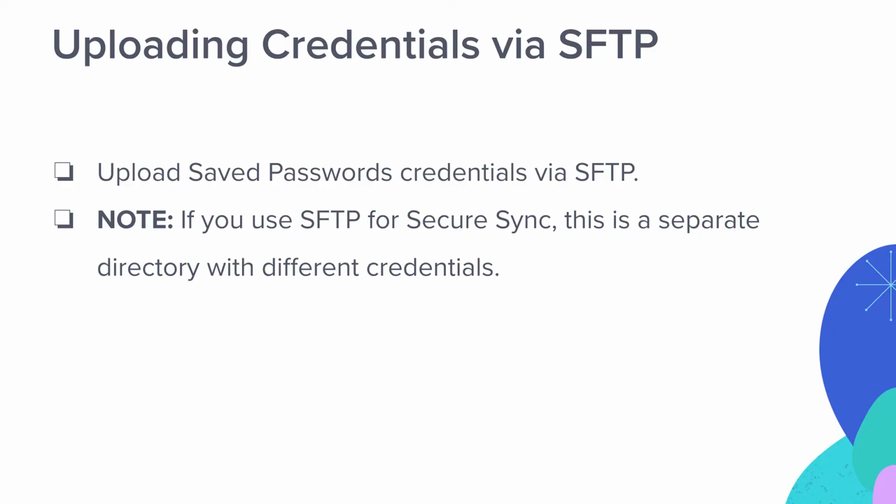You can find the credentials to upload the CSV to your unique SFTP directory in your Sync Settings tab. To note, if you're using a sync type that already requires SFTP credentials, this is a separate SFTP directory with a completely different set of credentials that is only used for managing saved passwords credentials.